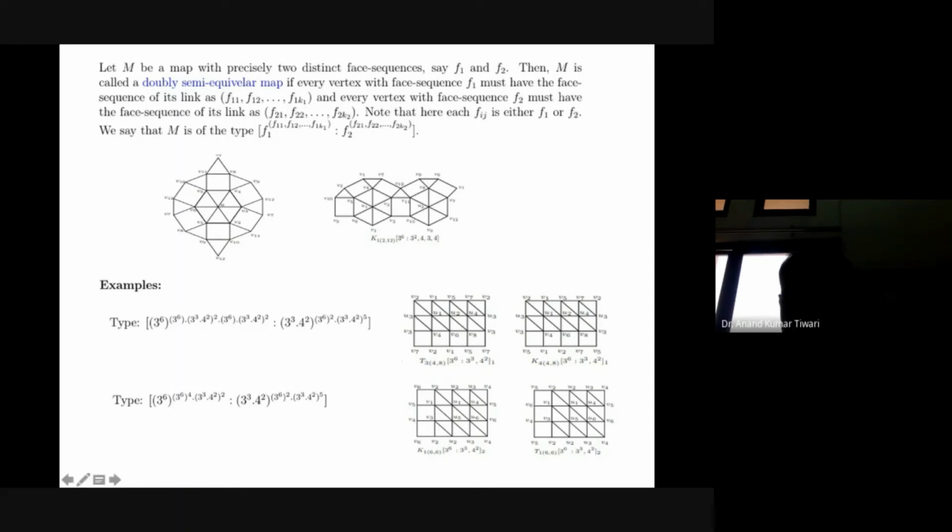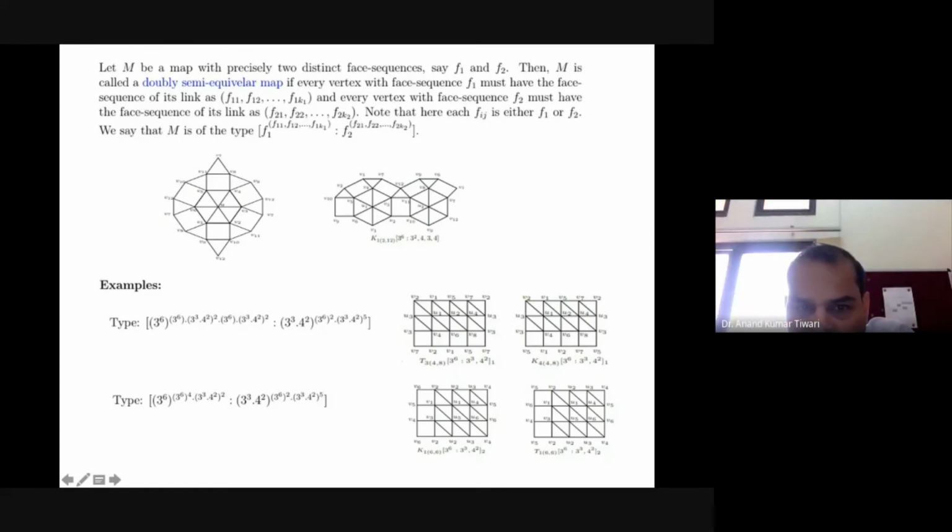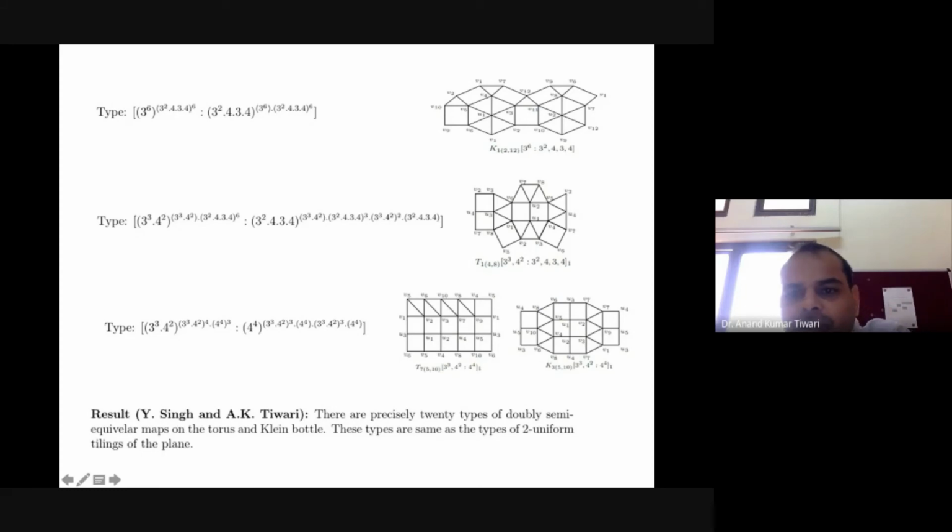Of doubly semi-regular maps. Whenever we have T, it means it is a doubly semi-regular map on the torus, and whenever we use K, it means it is a doubly semi-regular map on the Klein bottle. These are also a few different types of doubly semi-regular maps on the torus and Klein bottle. So actually, with my PhD students, we have classified, in fact we have proved that there are exactly 20 types of doubly semi-regular maps on the torus and Klein bottle. So these are the examples of that.